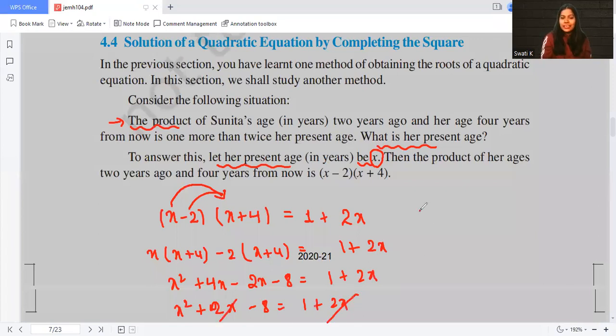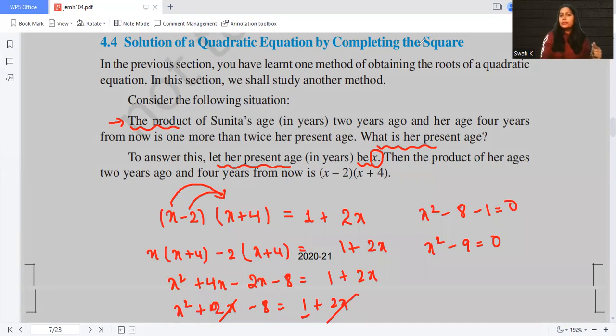So what are we getting? We are getting x squared minus 8. If we shift this plus 1 to this side, this will become minus 1 equals 0. That means we are getting x squared minus 9 equals 0. Correct? Now, this is called a complete square.